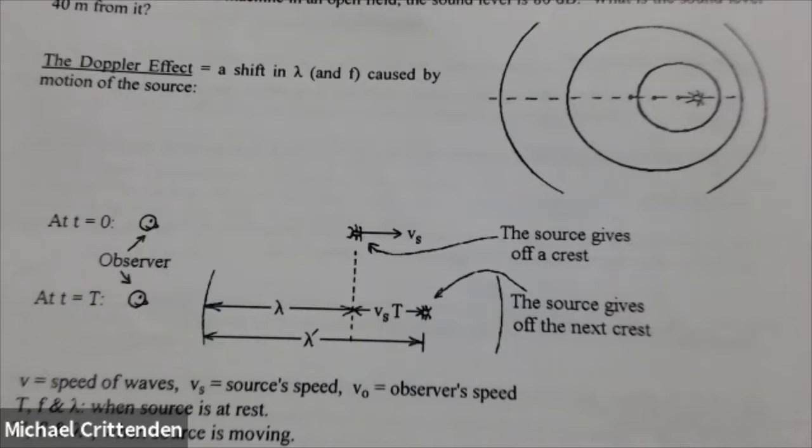Well, the Doppler effect is going to get its own little recording, and then that'll take care of section 11. The Doppler effect is a change in the wavelength or the frequency, either way you want to look at it. Those things get changed when the source of the wave is in motion.